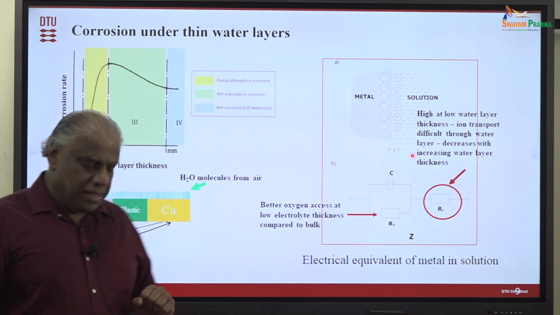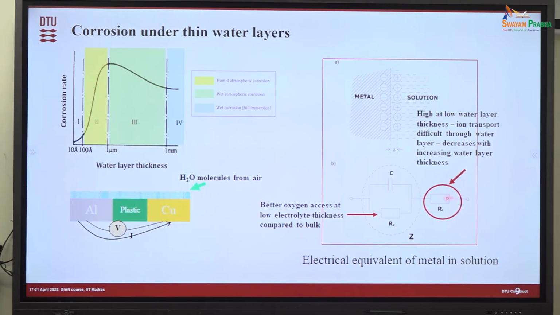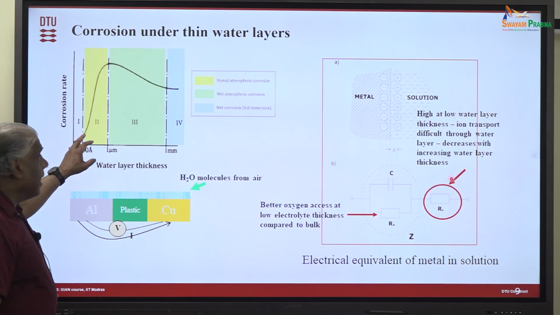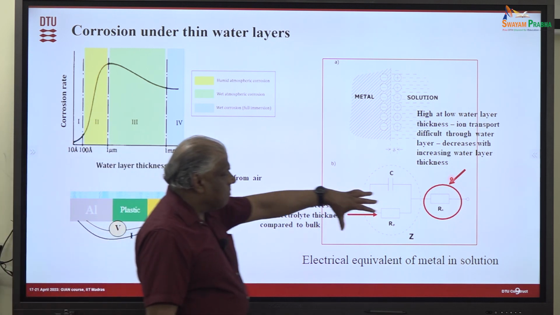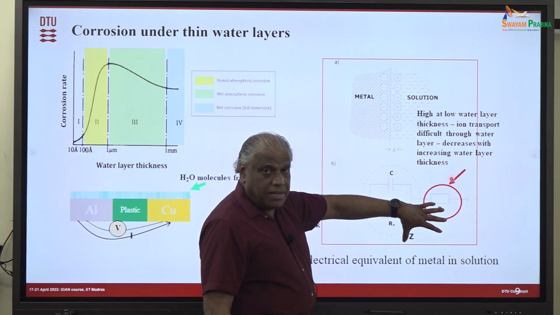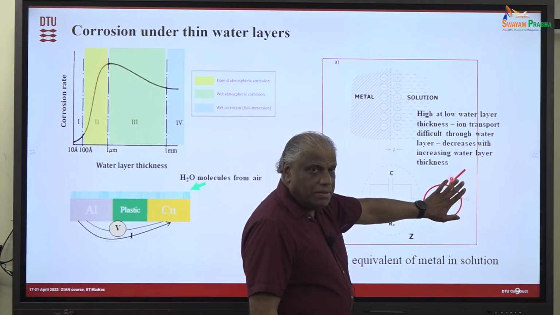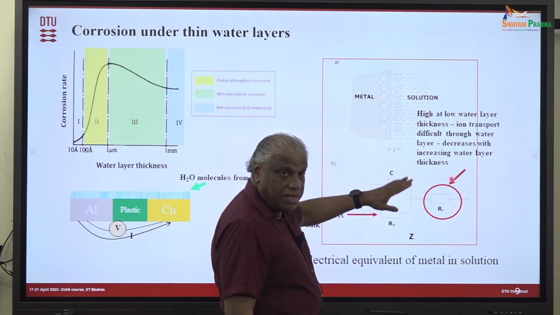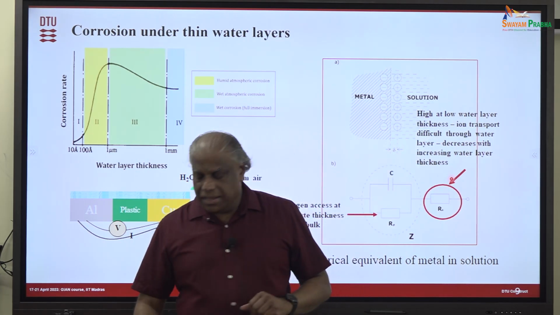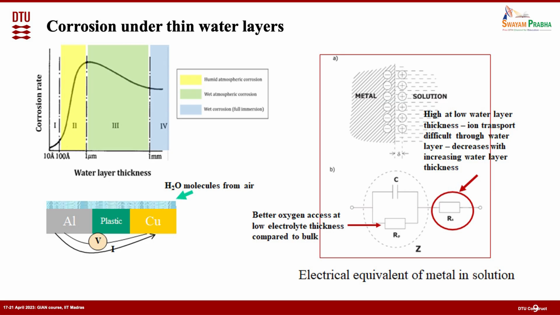When you have a very low thickness value, RS is dominating, and that makes a lower corrosion rate. As you increase the thickness into this regime, RS and RP are working together, and once you reach this one, RS is no longer a problem, and RP reduces because of the higher oxygen access, and then you see a higher corrosion rate. So in the electrical equivalent, you can see that this is the way things are happening, and that is also what you see here.